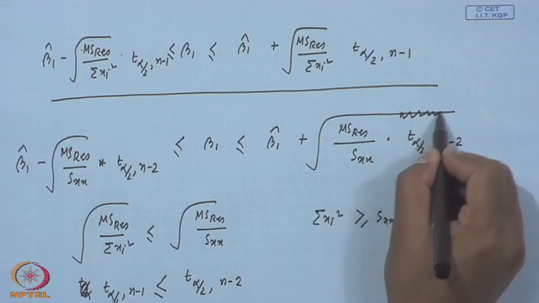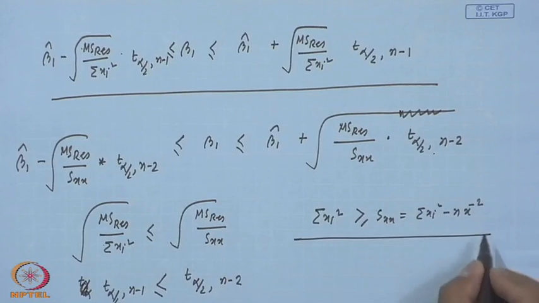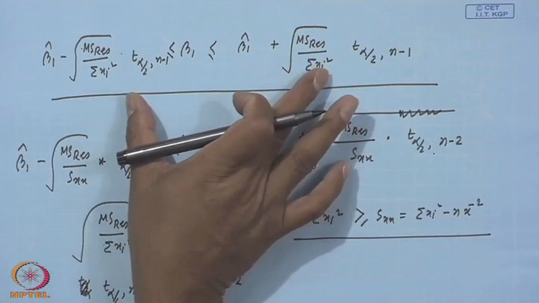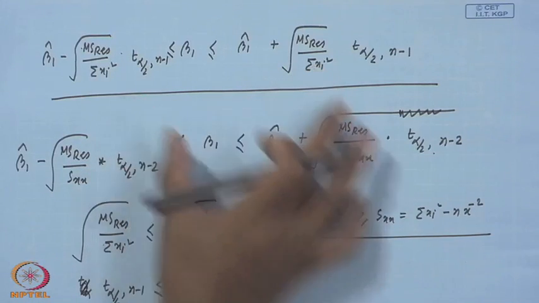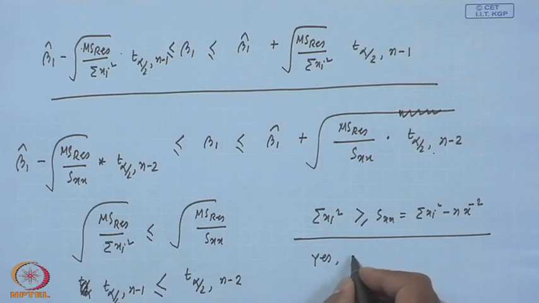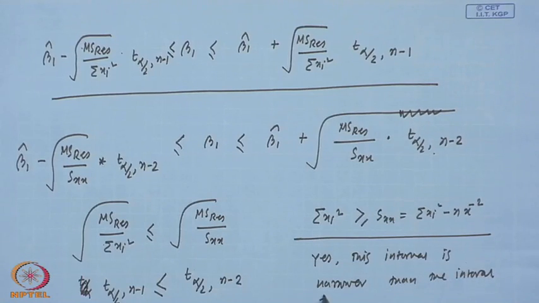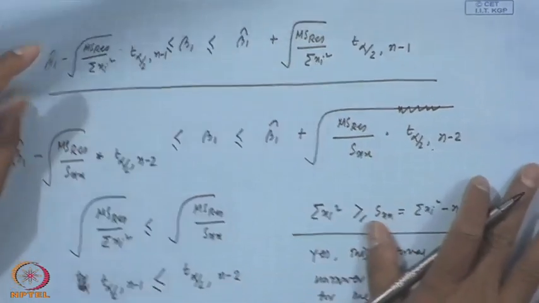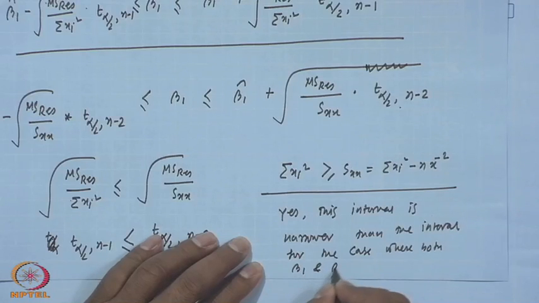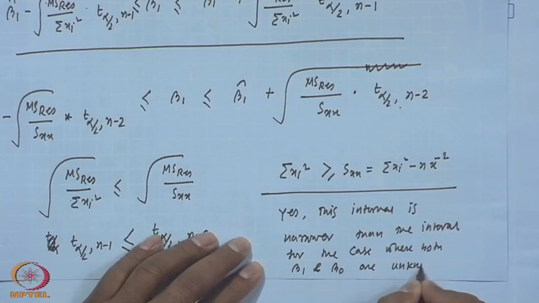Okay, I should not write the square root till that. So, of course this interval is narrower than this one. The final answer is yes, this interval is narrower than the interval for the case where both beta naught and beta 1 are unknown.